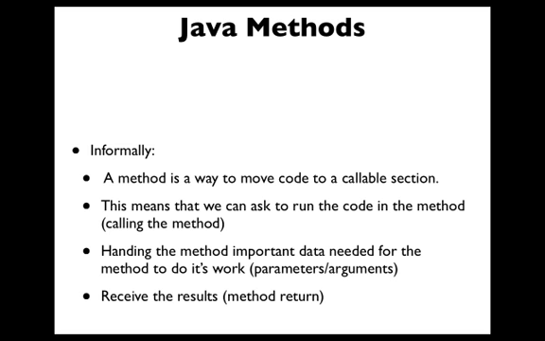Informally, a method is a way to move code to a callable section. This means that we can ask in one part of our code to run the code that is in the method. This is called calling the method.